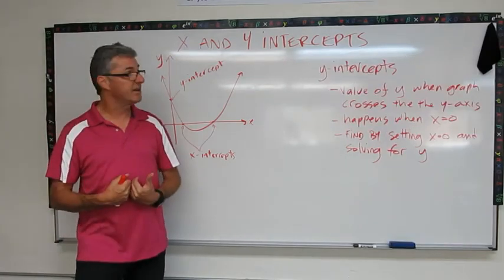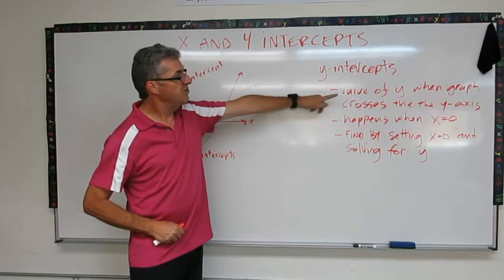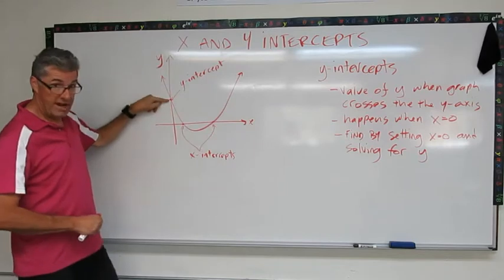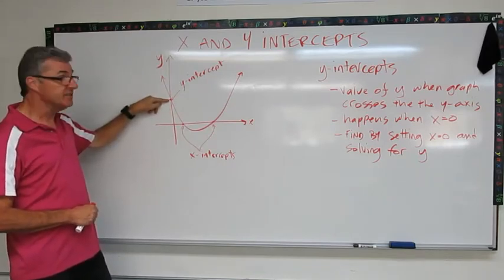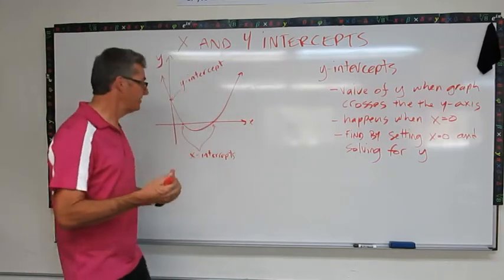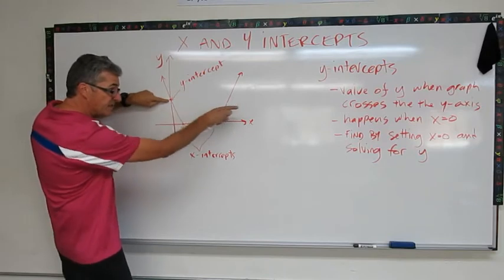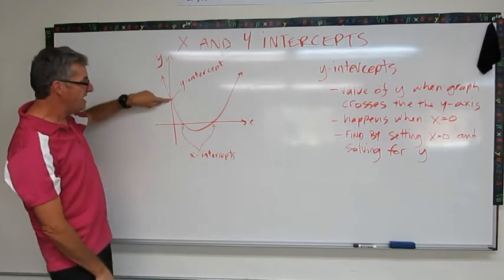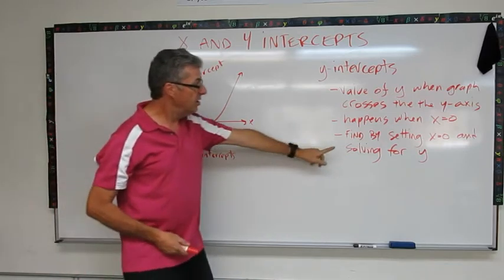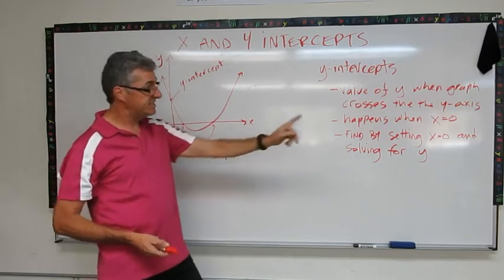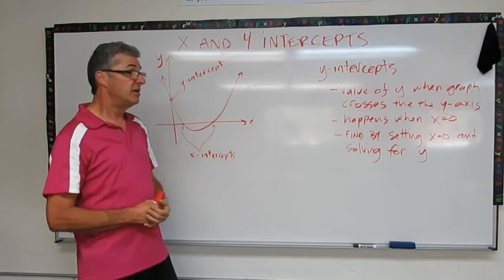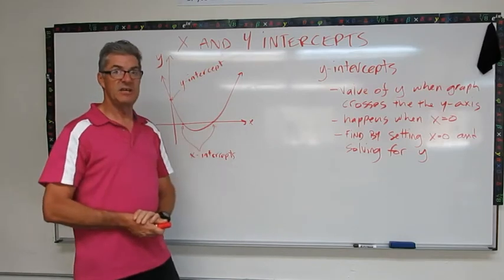Okay, so let's talk about the Y-intercepts. This is the value of Y when the graph crosses the Y-axis. So right here, whatever that value of Y would be, that's the Y-intercept. This happens when X equals 0. And that makes sense, because right at this point, we're not in the positive to the right or in the negative to the left. We're right at this line, which is where X equals 0. So that makes sense. Finally, we find the Y-intercept by setting X equal to 0 and solving for Y. And you've done that in the past as well. So now we'll do that in the context of dealing with these graphs.